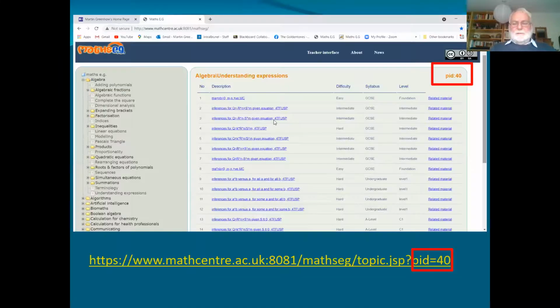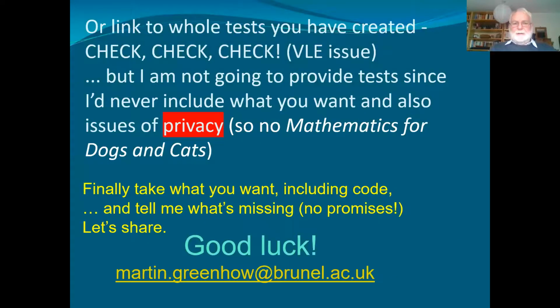You could also link to individual topics by putting in the URL at the bottom and changing the PID, the parent ID, and this one is 40, Algebra Understanding Expressions, but it'll be some other ID, and it's displayed up in the right-hand side of the screen there. So that's trivially easy to do. You need to do no work whatsoever to enhance your lecture material. Anything that supports a URL, a web link, will do it. Even other e-assessment systems could have this in as part of the feedback. So that's where I need to stop, and I'm happy to take any questions.